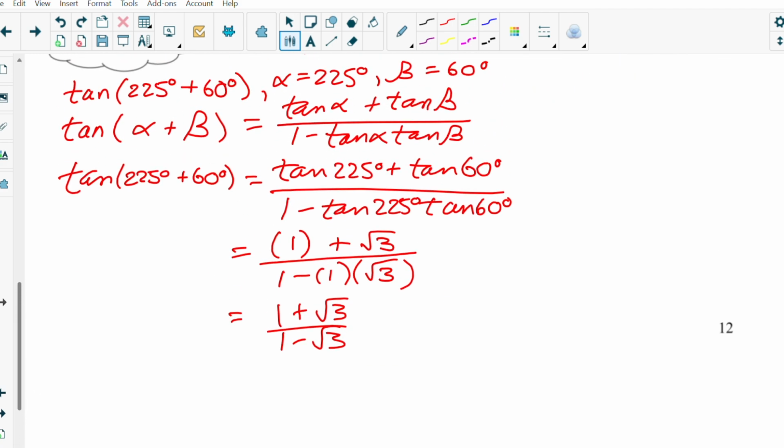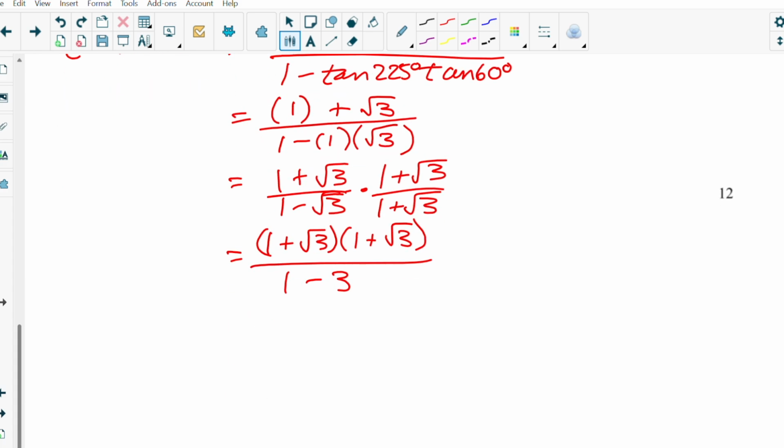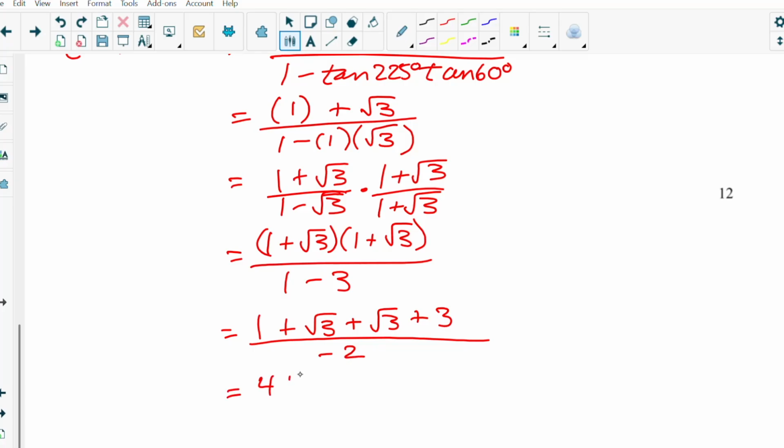Okay, as habit and good practice, exact values, but we need to rationalize our denominators. So I'm going to multiply by the conjugate, 1 plus square root of 3. So this is a version of 1 that I'm multiplying by, so I'm not changing the value. That's 1 plus square root of 3 times 1 plus square root of 3 divided by 1 times 1 is 1. I have no middle term, and then minus square root of 3 times square root of 3 is 3. And that equals, let's FOIL this, 1 times 1 is 1, plus square root of 3 plus square root of 3 plus square root of 3 times square root of 3 is square root of 9, and that is 3, divided by negative 2. That is 4 plus 2 square root of 3 divided by negative 2.